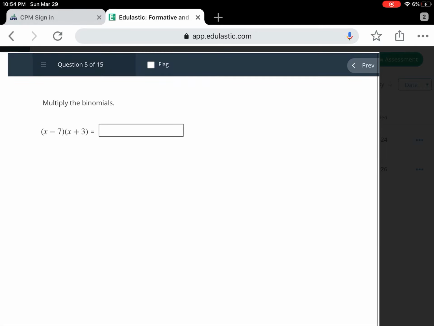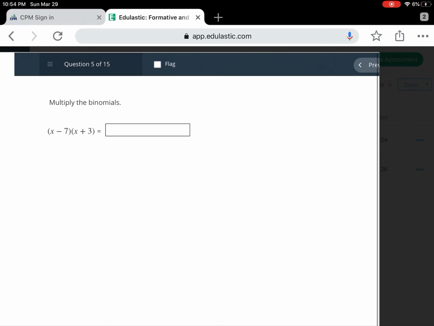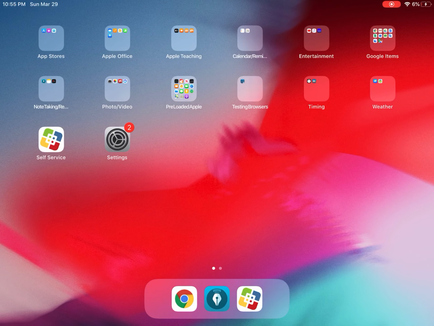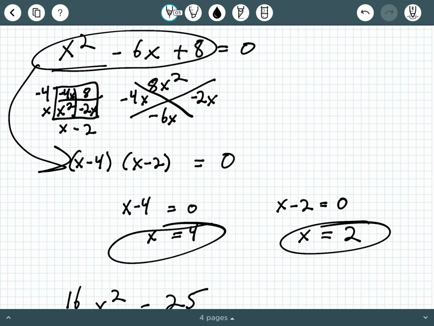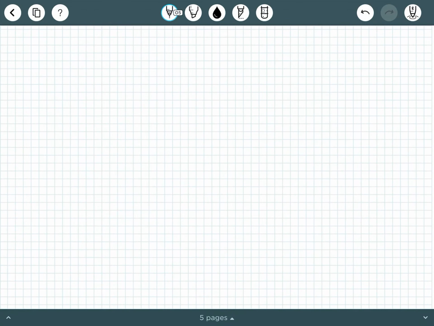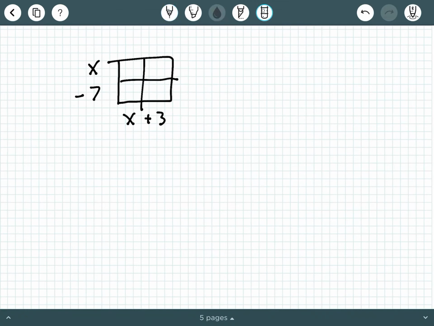All right, moving along, multiplying binomials. This is another task for the generic rectangle, so we'll put x minus 7 and x plus 3 on the outside of a rectangle. And not that it matters, but actually I'll flip that so that it appears the same way we've been factoring. So x times x will give us x squared.